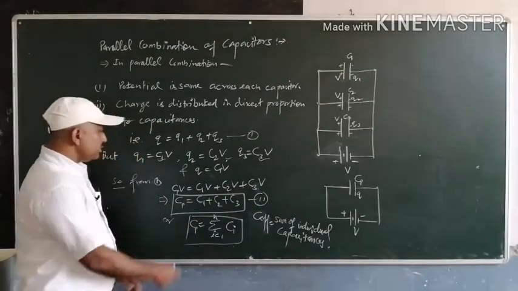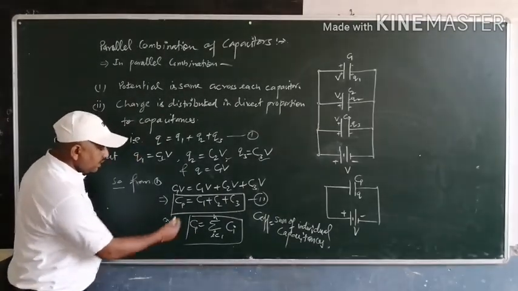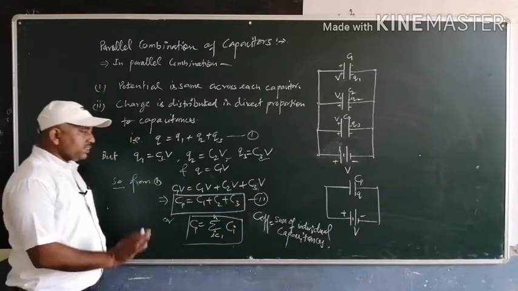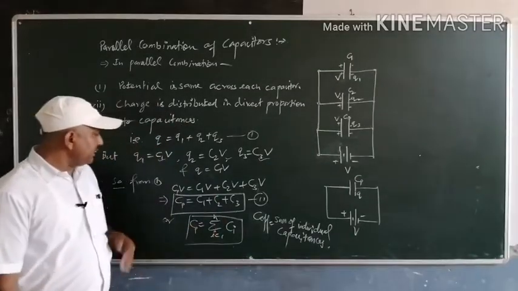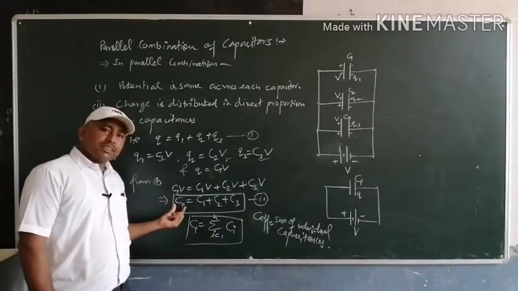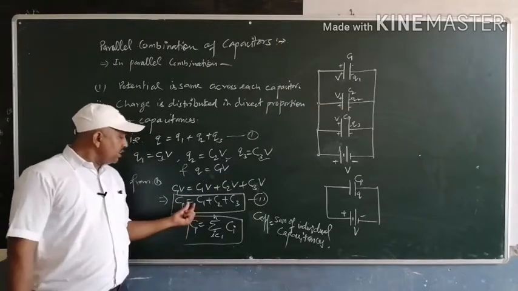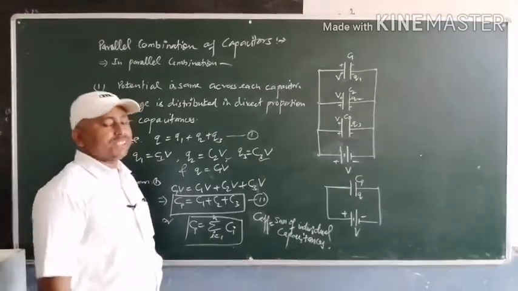As we are saying that V is common, it will be cancelled on both sides. So Cp equals C1 plus C2 plus C3. This is the general formula. In this formula, we are saying that the effective capacitance of the parallel combination of the different capacitors is equal to the algebraic sum of the capacitances of the individual capacitors.